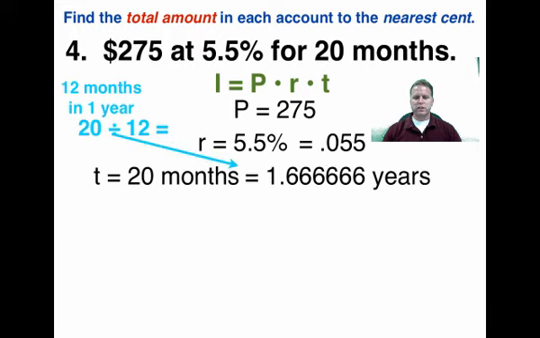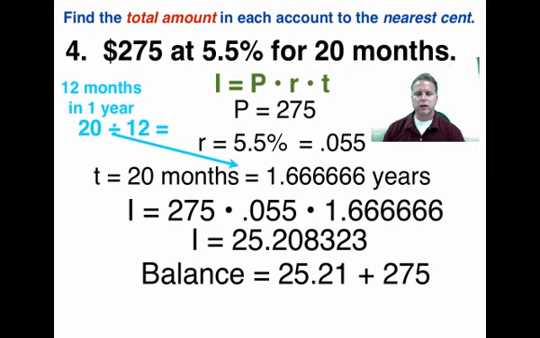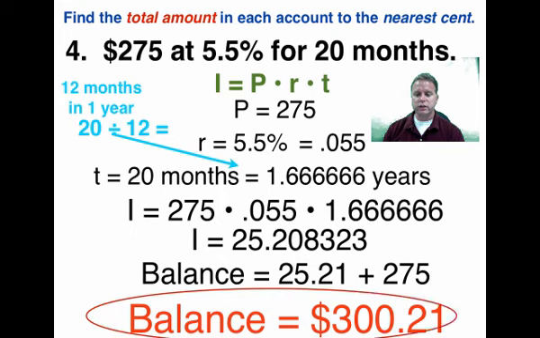And we get 1.666666. And the end of your calculator might say a 7 if it's rounding. Multiply those all together, and we get an interest of $25.21 when we round it. Remember, we want the total amount in each account to the nearest cent, so we're going to take our interest and add it to our principal, and our balance would be $300.21.